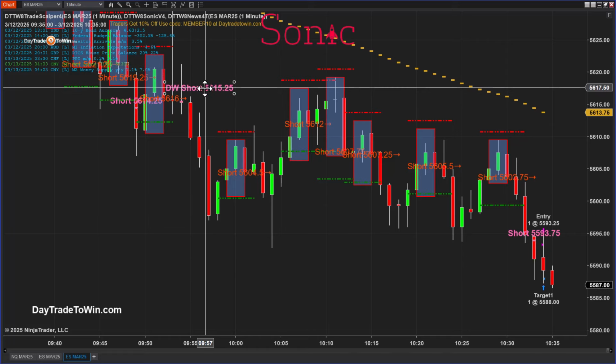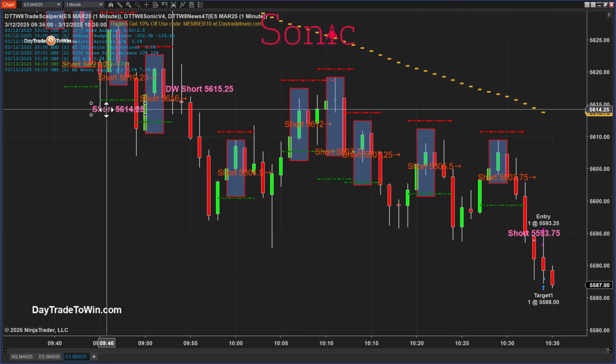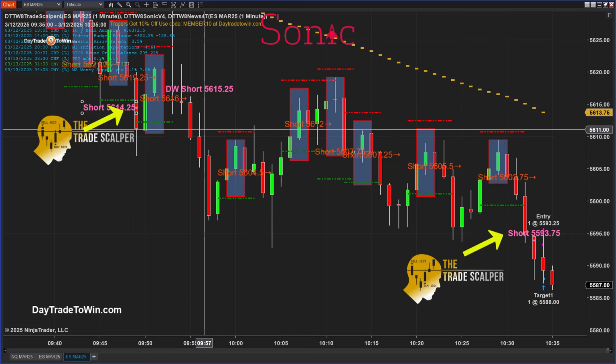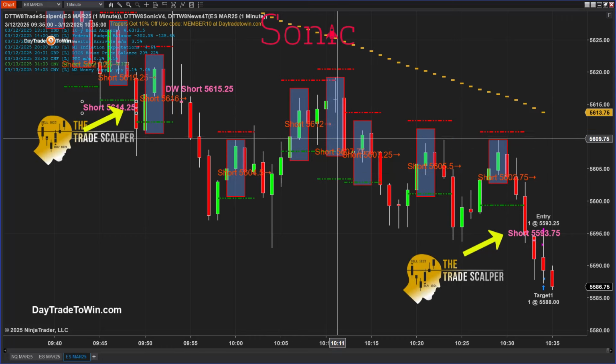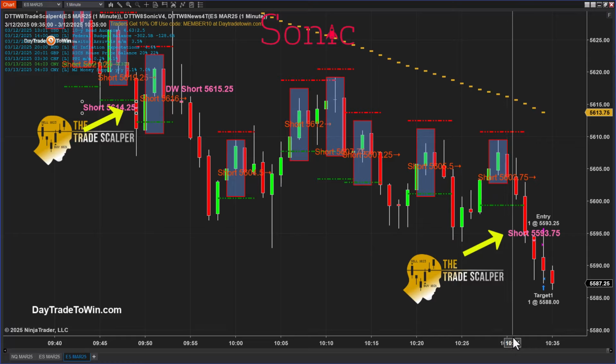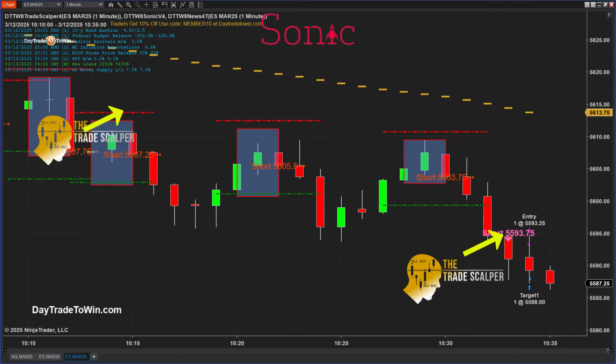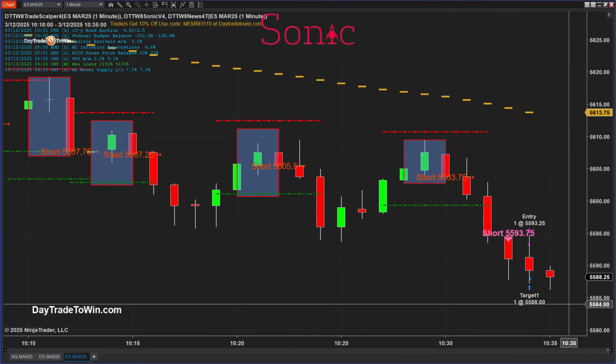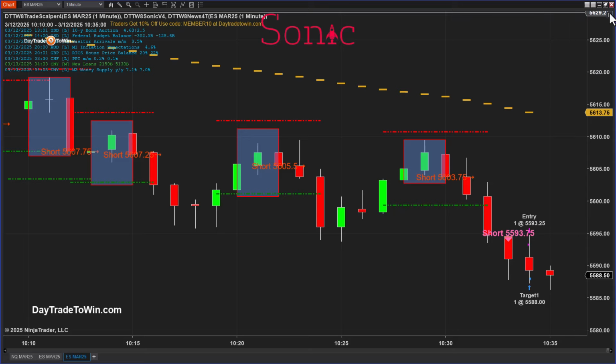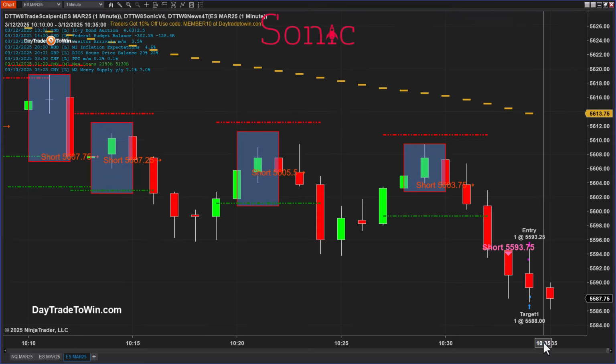Here are the signals for the Sonic and the Trade Scalper. These are all shorts. You can see the Sonic is giving me shorts. The Trade Scalper is telling me short. We have a package now where if you get the Sonic, you also get the Trade Scalper system as a bonus. All right, so we've seen here all the signals.